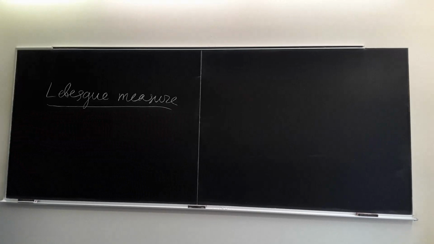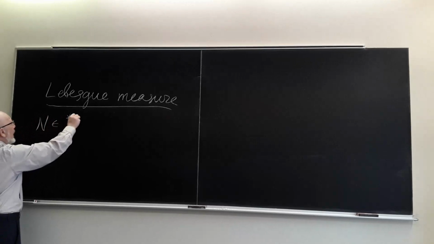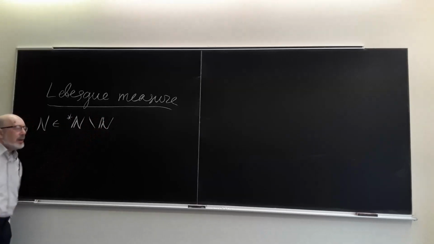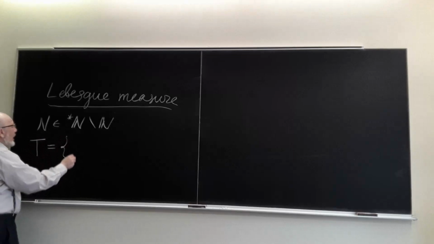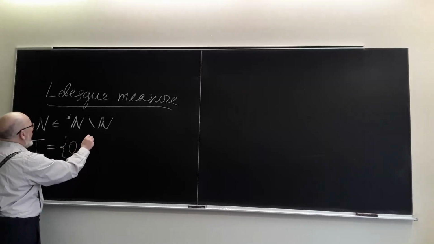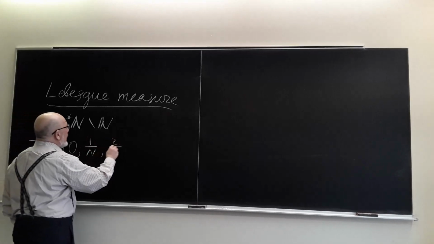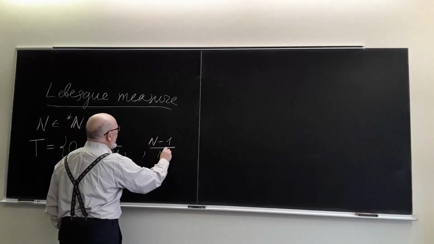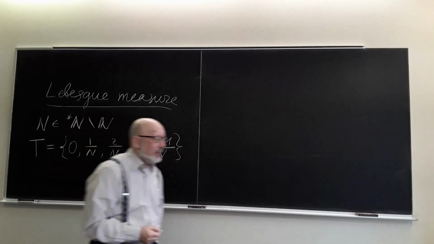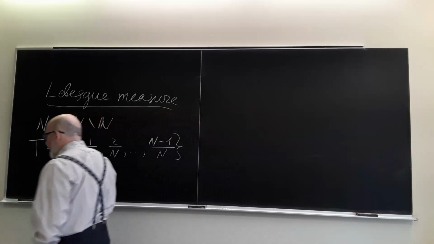Let us consider the following set. Let us fix n, an infinite number, and we consider the following set T: 0, 1/n, 2/n, and so on up to (n-1)/n. So now, what is this?